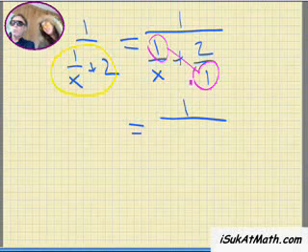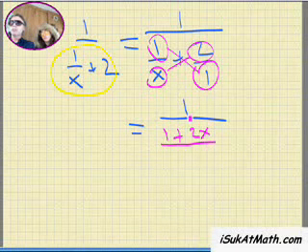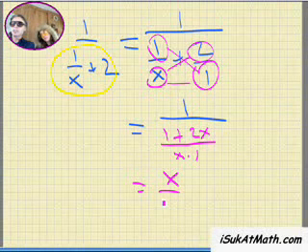Okay, 1 over 1, let's see. That's 1 over 1 plus 2 times x. 1 times 1 plus 2 times x. It's 1 plus 2x, are we right? Over x times 1, which is x. So we got the whole thing. Now remembering what we did before, we got 1 divided by a big fraction, which is the reciprocal of that big fraction. We get x over 1 plus 2x.